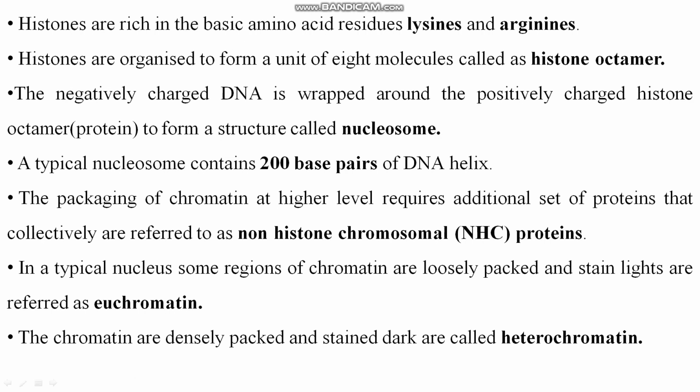So histones are organized to form a unit of 8 molecules that is called histone octamer. Right, the negatively charged DNA is wrapped around the positively charged histone octamer, that is protein obviously, to form a structure called nucleosome. Clear? A typical nucleosome contains 200 base pairs of DNA helix, right?